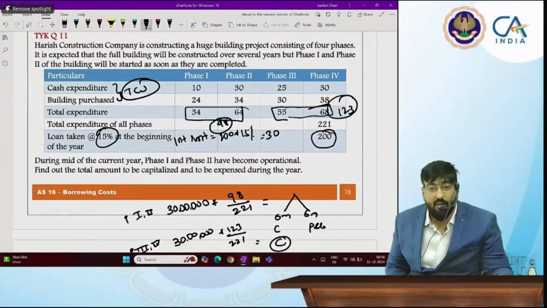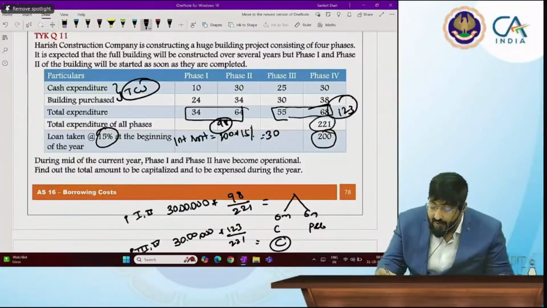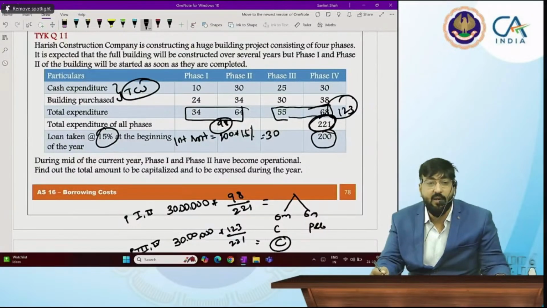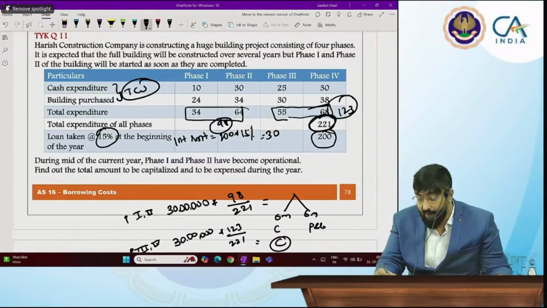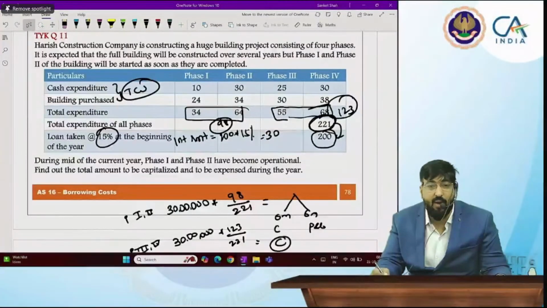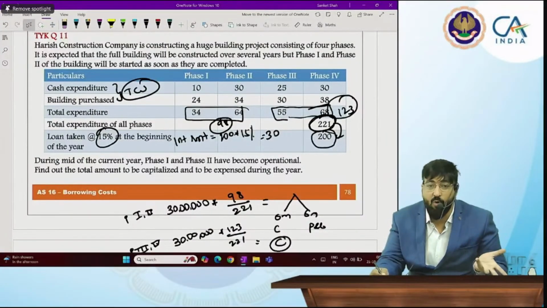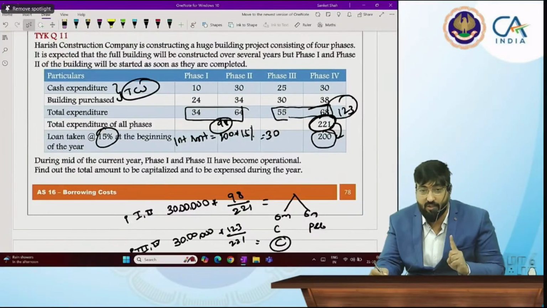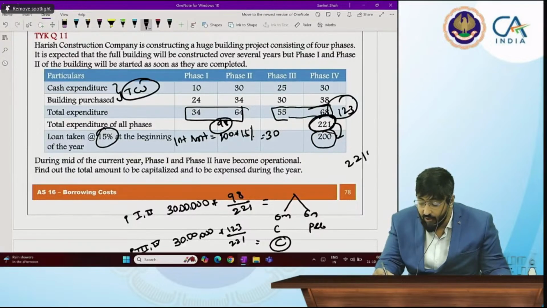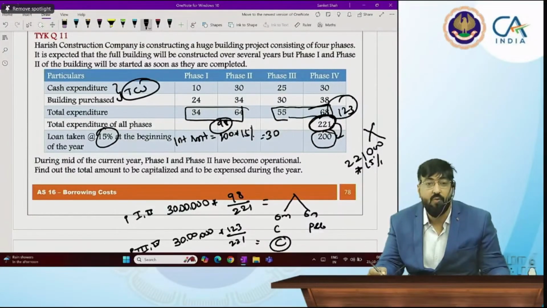Beta, we never capitalize interest on 221. No. If my loan is a lower amount, I will capitalize only 30 lakhs. Now, I have not borrowed it. So what is the criteria? Good question. So should I take it on 2,21,000 into 15%? No. Because my actual borrowing cost I will consider over here, which is less than that.